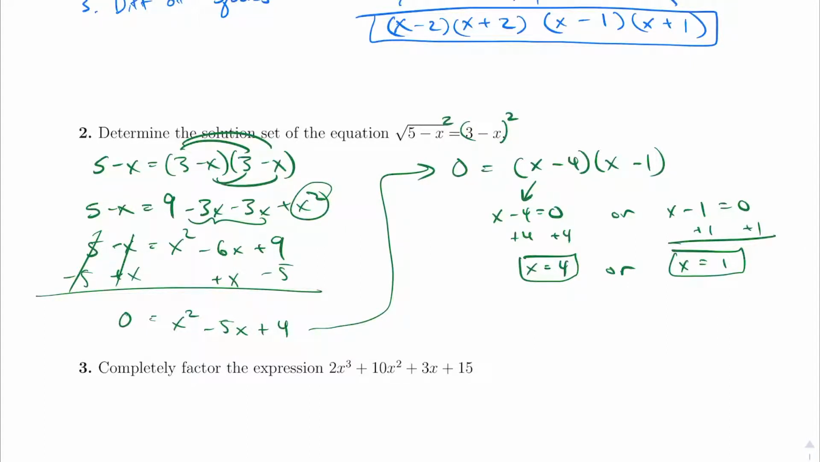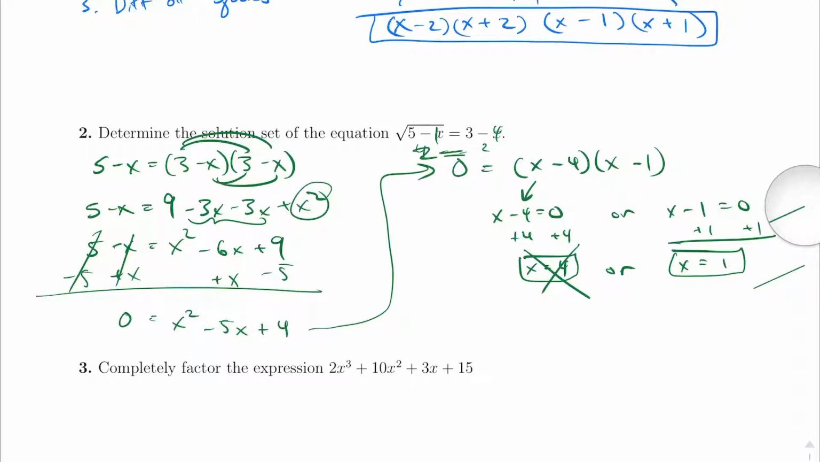But remember, we have to check these. So if you do a quick check here, plugging in 4 on both x's, you find that 5 minus 4 is 1, square root of 1 is 1, 3 minus 4 is -1. This one doesn't work. And if you do a quick check here, x equals 1, 5 minus 1 is 4, 3 minus 1 is 2, square root of 4 is 2, so 2 equals 2, and that one does work.